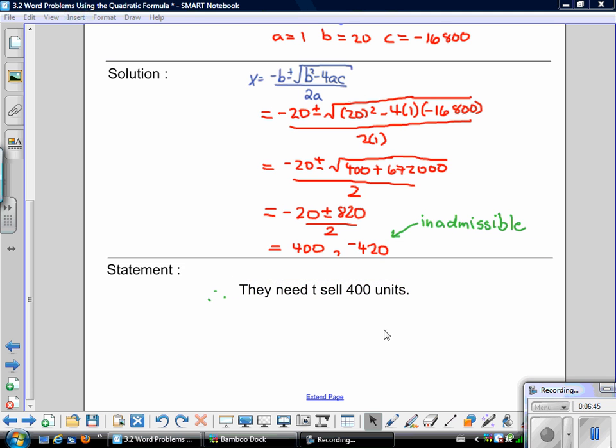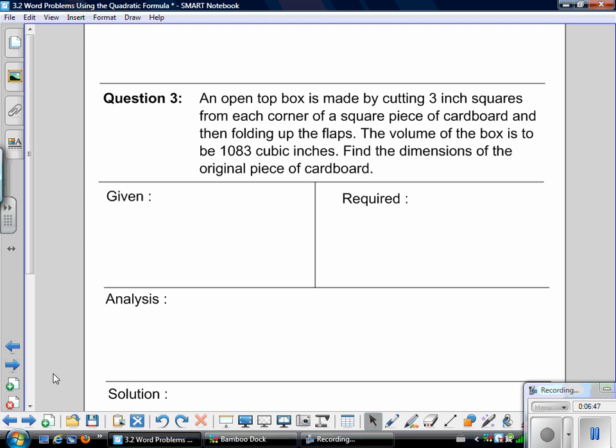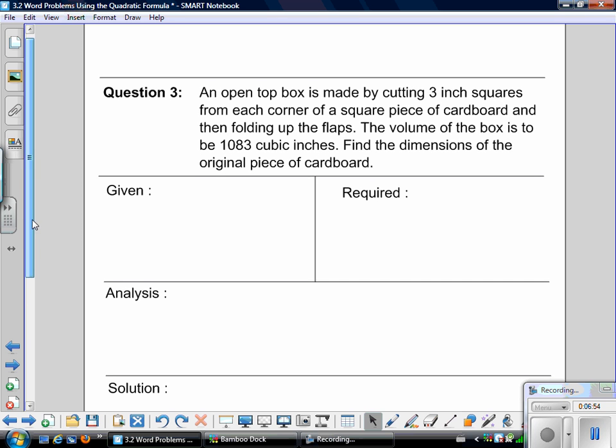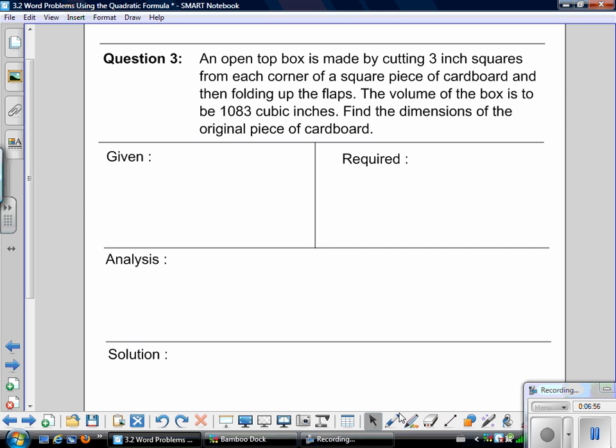And we're going to do one more question. Okay, the next one's a little bit different. You can see, just by looking at it, that there's no formula given here. So we're going to have to do a little bit more work. So we have an open top box is made by cutting 3-inch squares from each corner of a square piece of cardboard, and then folding up the flaps. The volume of the box is to be 1,083 cubic inches. Find the dimensions of the original piece of cardboard.